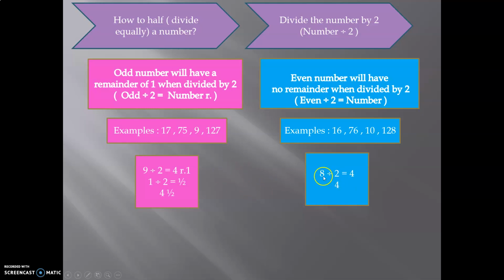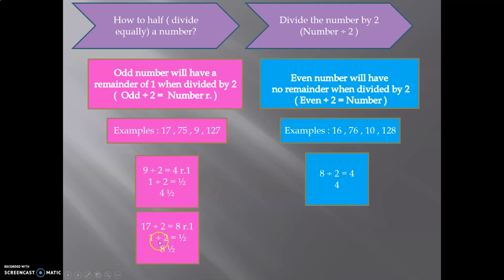So when you divide an even number, you have no remainder. But when you divide an odd number, you have a remainder. And this remainder can be divided into 2 fractions, half and half, because half and half together they can make you the 1.